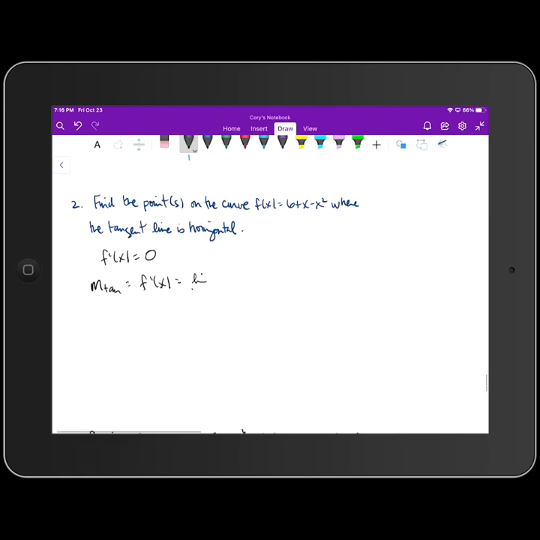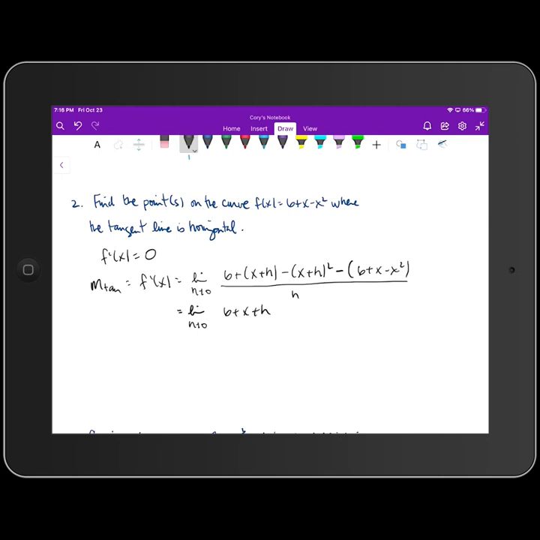It's the limit as h goes to 0 of f of x plus h. So that's going to be 6 plus x plus h minus (x plus h) squared minus f of x. So I have to subtract that entire quantity. Okay, so 6 plus x minus x squared, all over h.